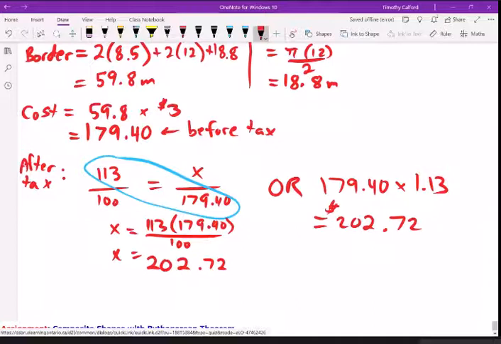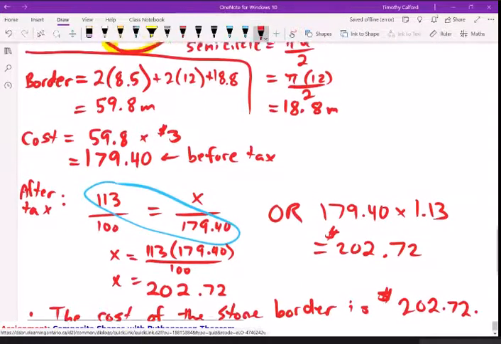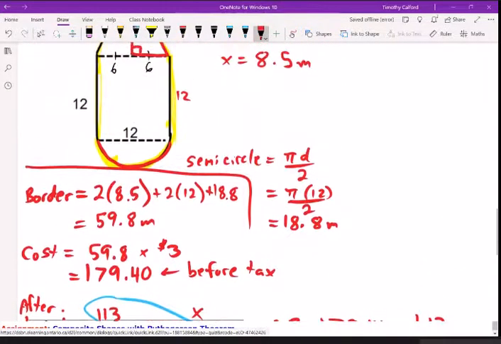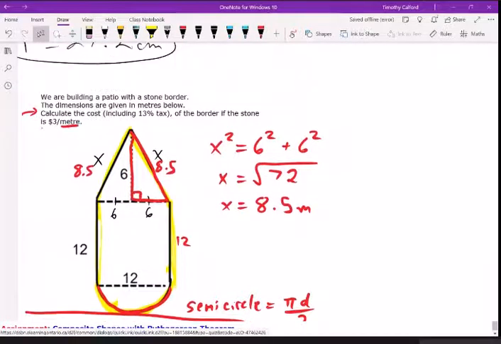And if a question is given in a sentence, you probably want to answer it in a sentence. So you could say the cost of the stone border is $202.72. And you would need to do these kind of calculations if you were ever planning a landscape project, because you don't want to go to Home Depot and buy too little stone or not have enough money for the cost of your garden.